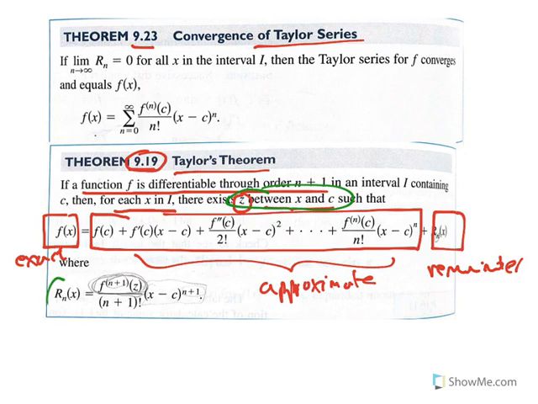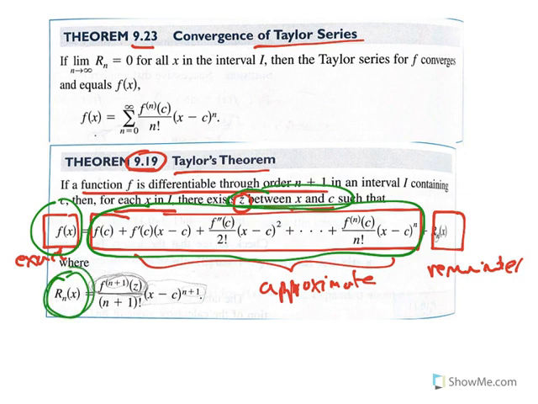So this remainder is the difference between the exact value of the function at x and the nth degree Taylor polynomial approximation for f at x. So this is the difference between the two. The remainder is the difference between the exact value and the approximate value.